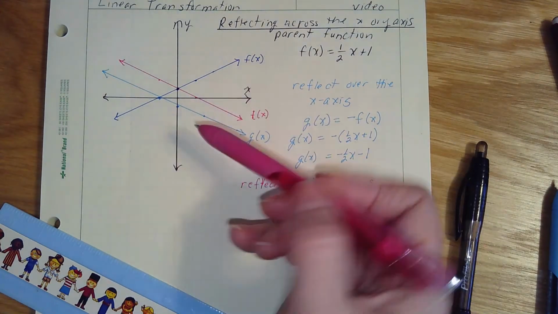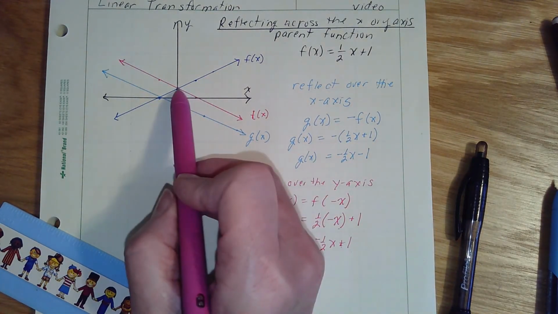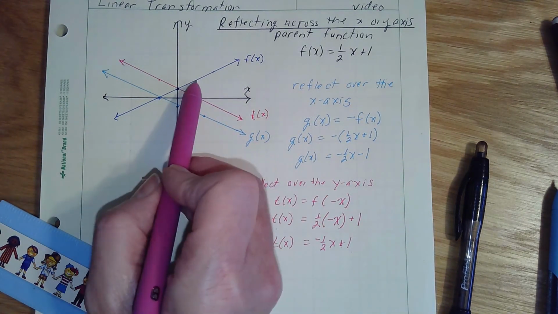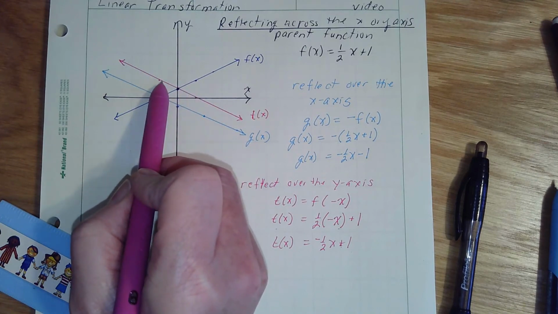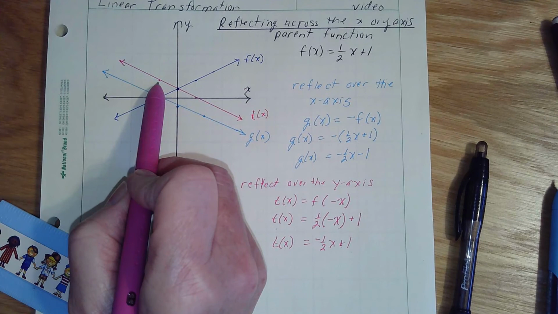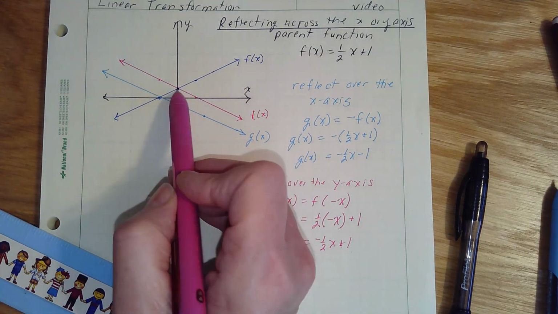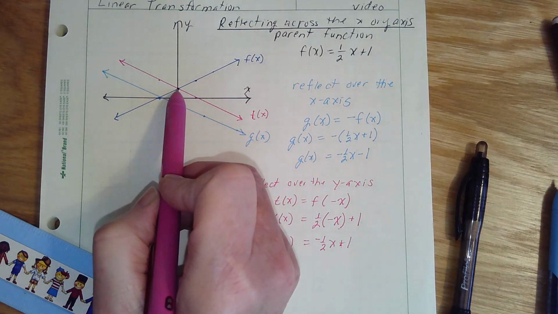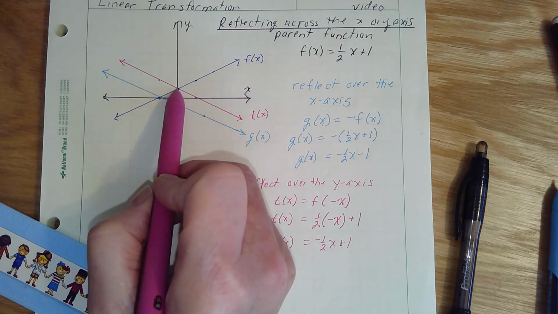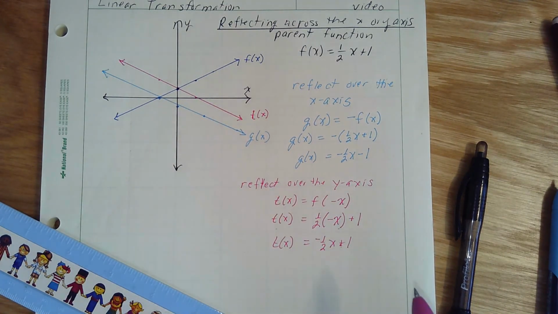Now, I can see that if I take my parent function, this point translated over here, it reflected this direction. This point reflected over here, and they intersect on the y-axis, which would be further proof that it reflects over the y-axis.